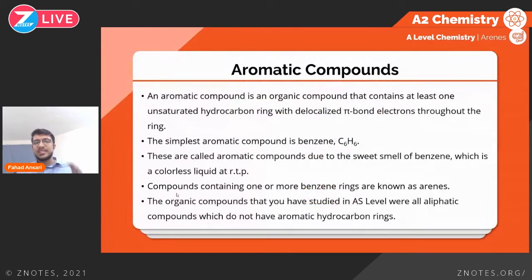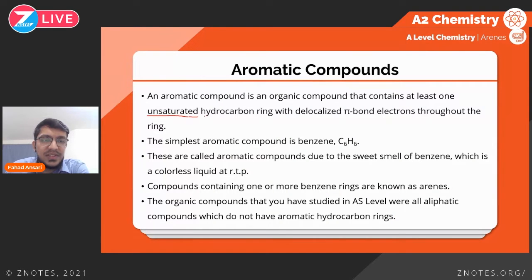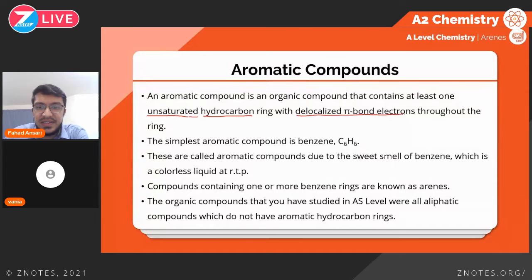Now, aromatic compounds are basically compounds that contain at least one benzene ring. Now, a benzene ring consists of six carbon atoms, right? And these are bonded in an unsaturated hydrocarbon ring. Unsaturated, you guys may be familiar with this term, basically means that you're going to have some double bonds present, all right? And hydrocarbon obviously means you have carbon and hydrogen present in this ring. Now, this term over here, delocalized pi bond electrons, now this is new, and we will look at exactly what this means a little later, okay?